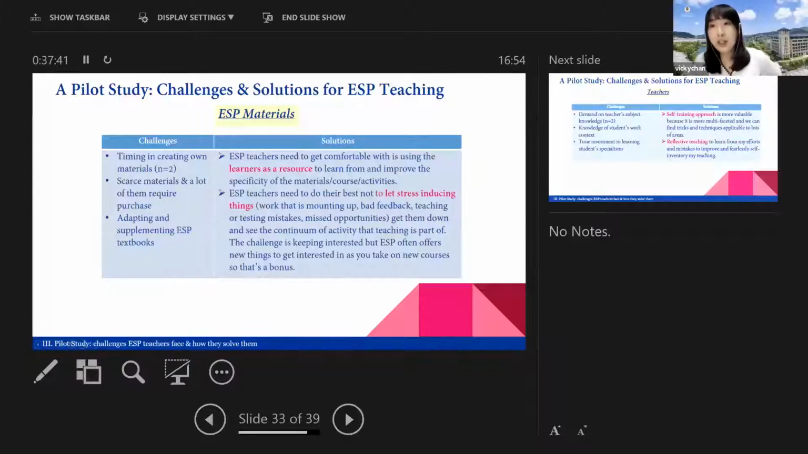And ESP materials are another challenge for the ESP teacher. For example, the time investment in creating our own material, not enough materials online or available, or even a lot of them often require us to buy them. And also, even if you use an ESP textbook, we might have to provide many supplementary materials. So those would be some possible challenges for teachers.